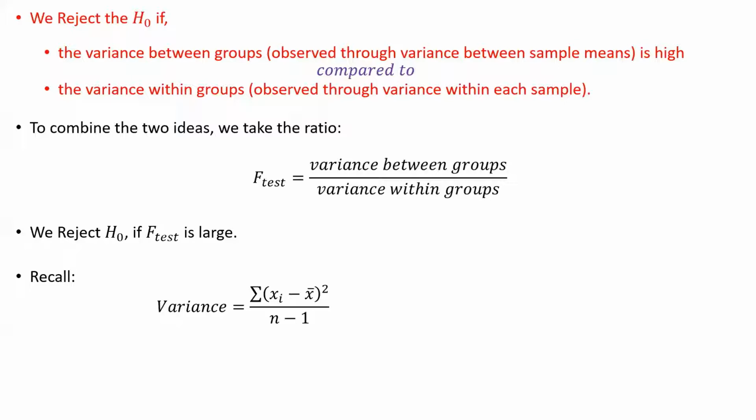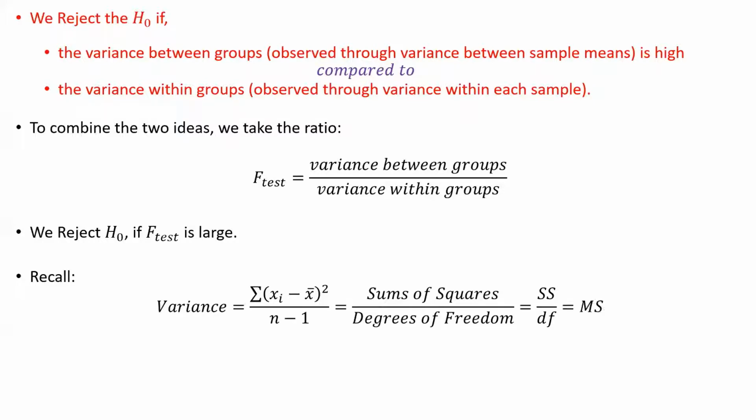In the equation of the variance, the numerator is a sum of squares. The denominator is n minus 1. And the special name we use for n minus 1 is degrees of freedom. So we say the variance equals sums of squares divided by degrees of freedom. In short, you write it as SS divided by DF. The ratio of sums of squares to degrees of freedom is also called mean squares and is abbreviated by MS. Actually, the variance equals the mean squares.